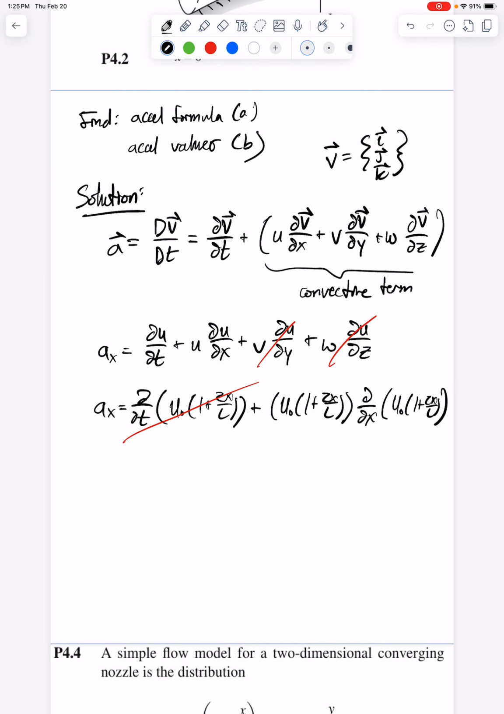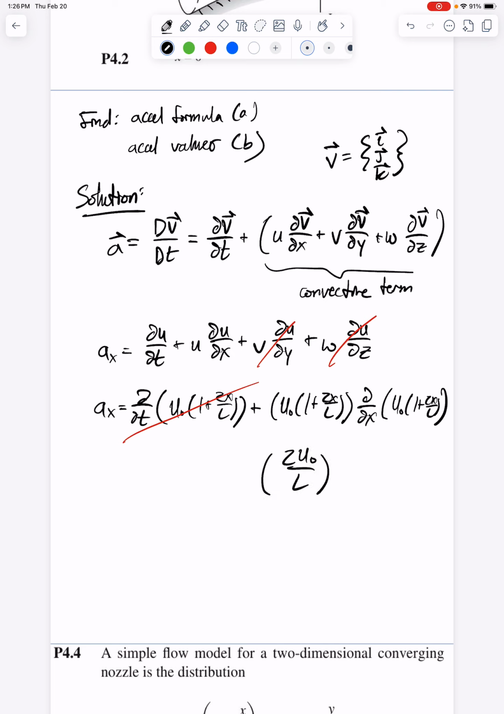The x derivative of this component. There is the x term, 2x over L. That derivative with respect to x is going to give me 2 times my constant V naught divided by L. Sorry, I'm going to get 2 V naught divided by L.